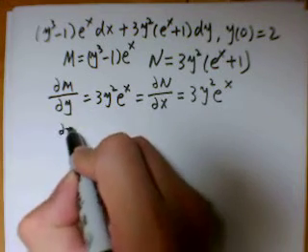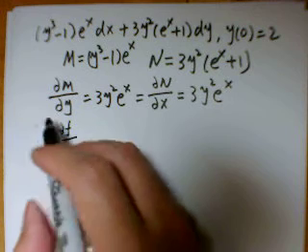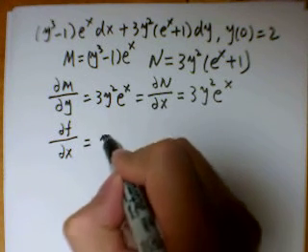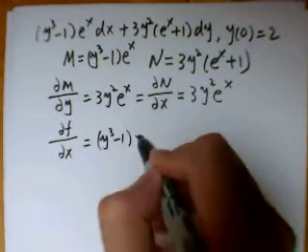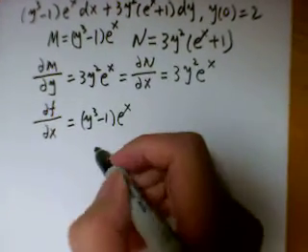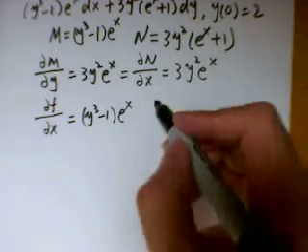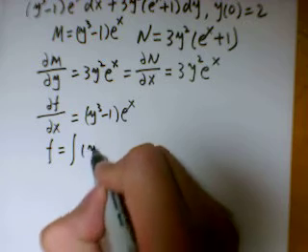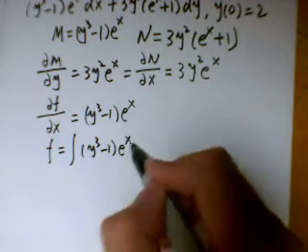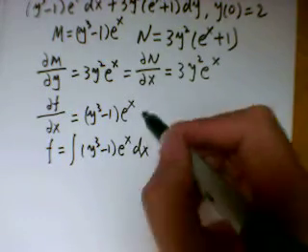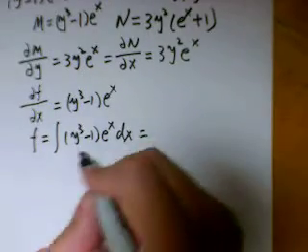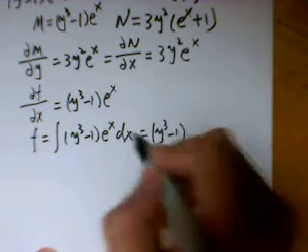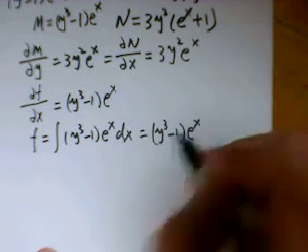Now let's take a look. Partial f over partial x equals M. M is y cubed minus 1 times e to the power x, right? And f is gonna have the integral of this with respect to dx, and treat y cubed as constant. So we have the integral of e to the power x equals itself.